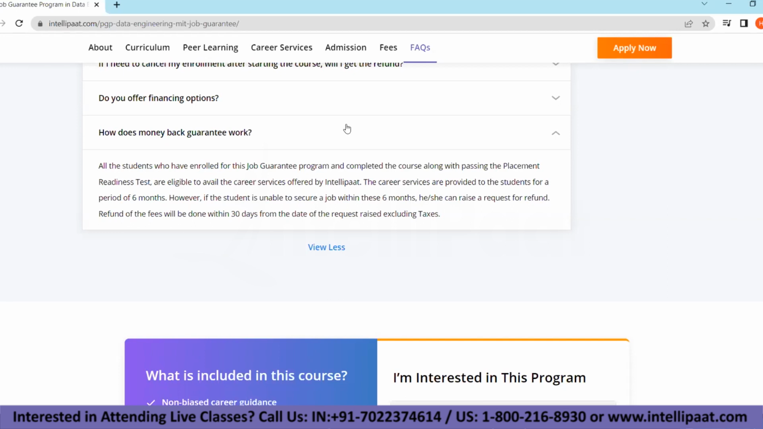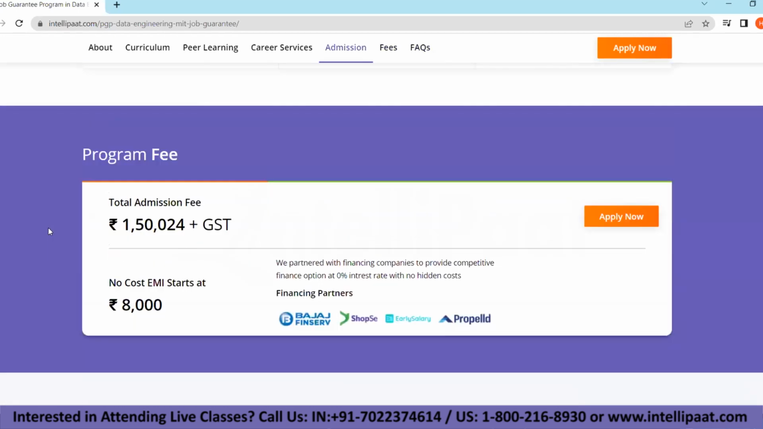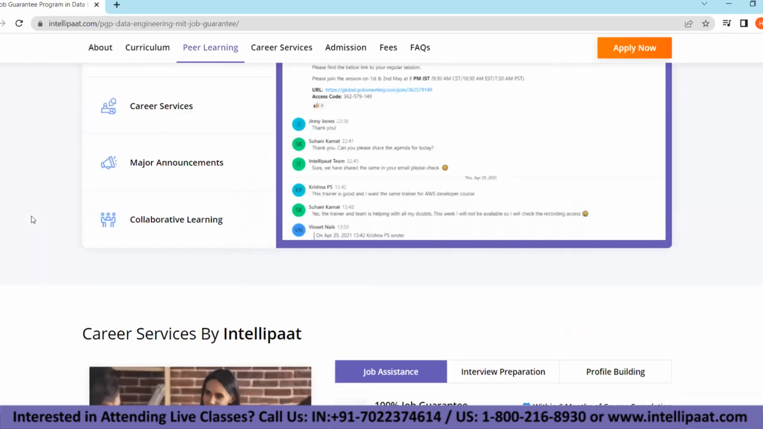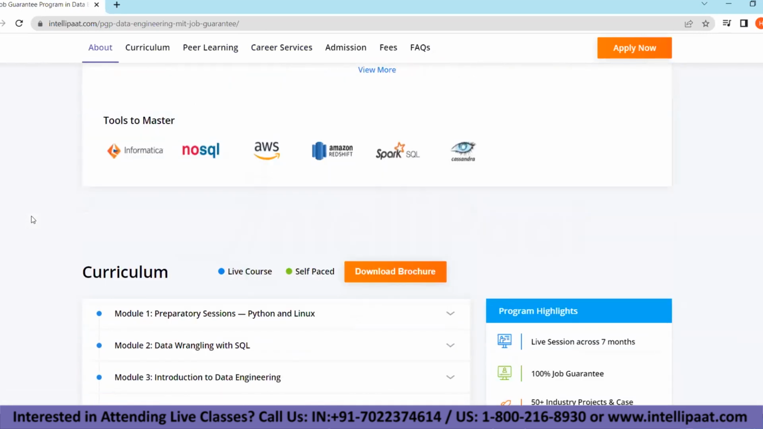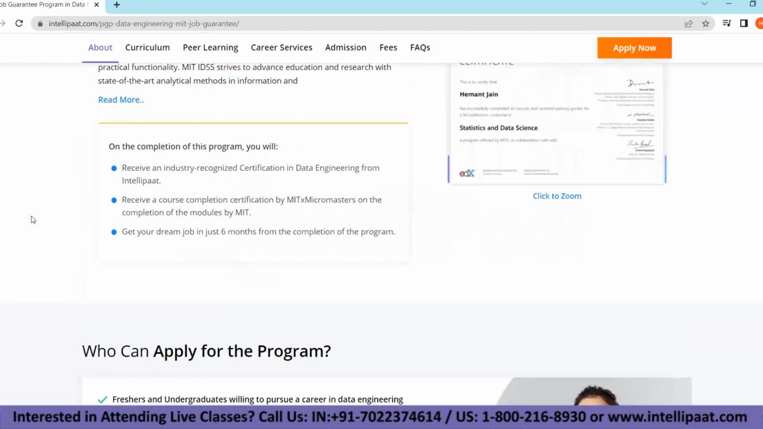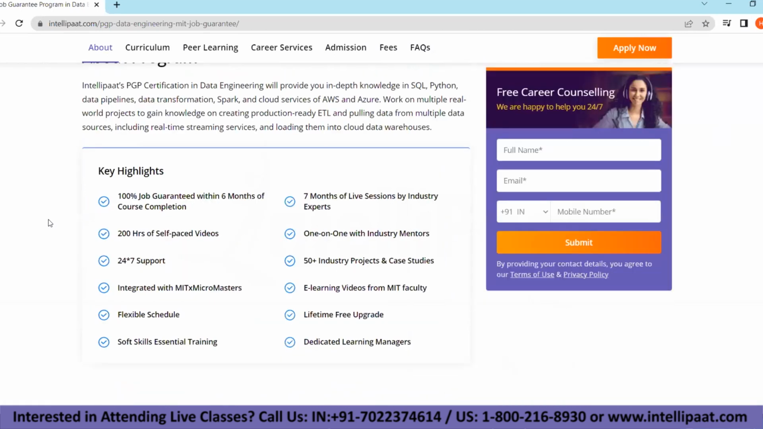Now, of course, like I said, the job guarantee comes with terms and conditions. There are basic terms and conditions which any job guarantee program would have. I'll just explain a couple of them. One, of course, you should have 85% attendance in the live classes. That is mandatory. Plus all the course and projects should be submitted within the deadline.